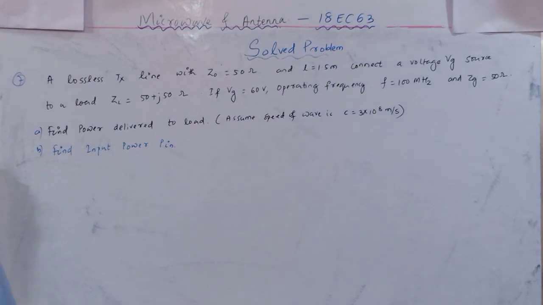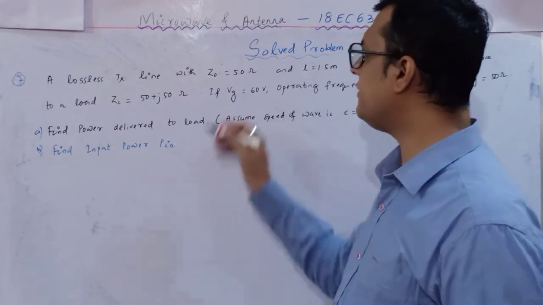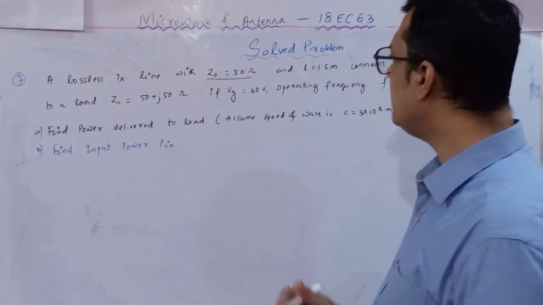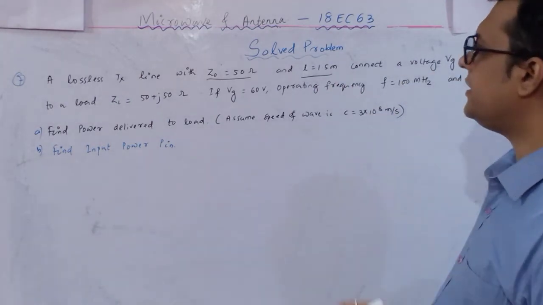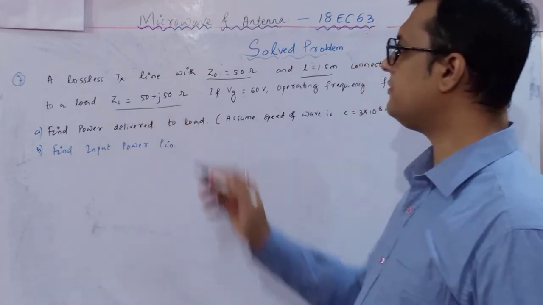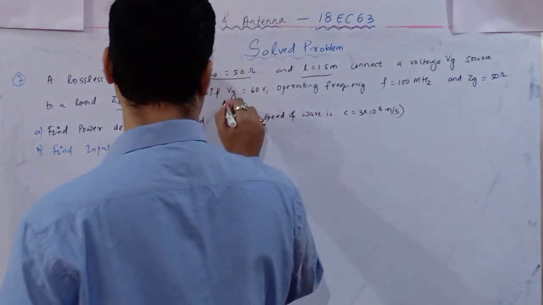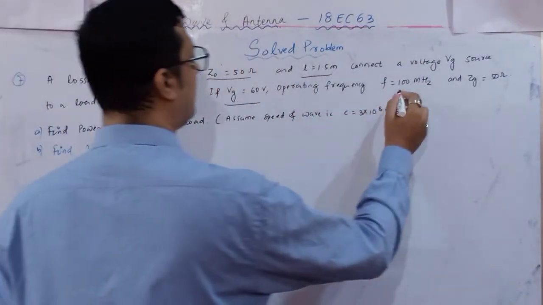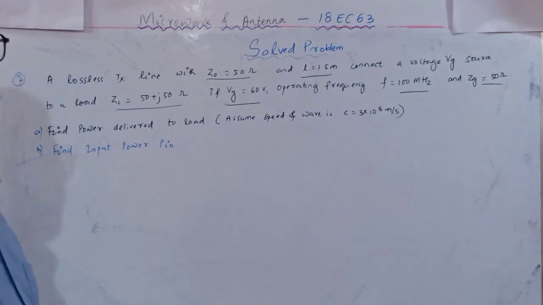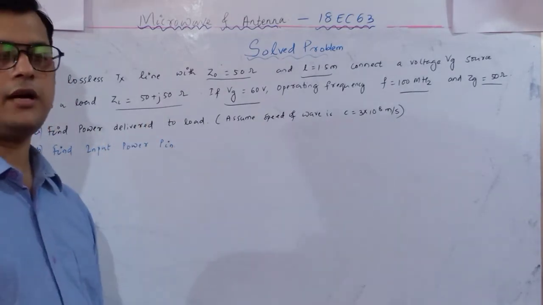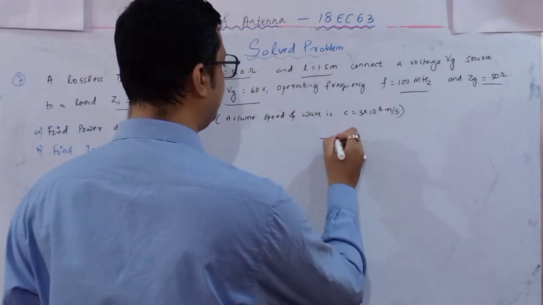So this is the last question for today's discussion. It is a lossless transmission line with characteristic impedance 50 ohm. Length is 1.5 meter, connected to the voltage source Vg with a load ZL equal to 50 plus j50. If Vg is 60 volt, operating frequency is 100 megahertz, and Zg is 50 ohm, we have to calculate two powers: the power delivered to the load and the input power. Let us consider the figure.